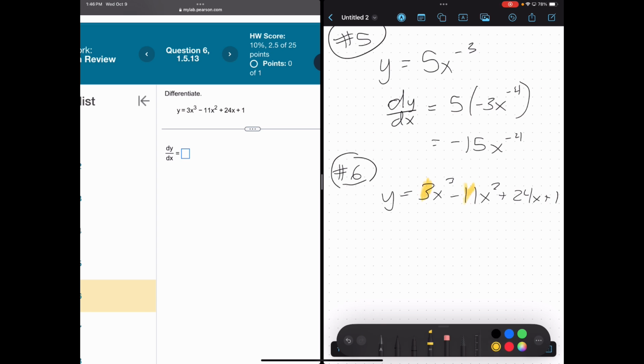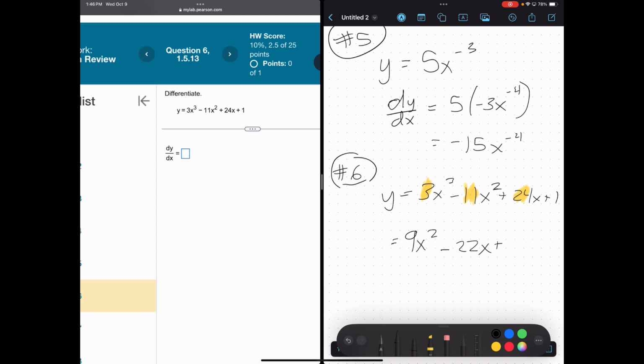what do I do with each of these coefficients? Can it just get set outside? Yeah, just leave them, right? We're gonna keep those coefficients and multiply whatever I get from power rule to those coefficients. So I get 3 times the derivative of x cubed, which is 3x squared, so 3 times 3x squared gives me 9x squared. Minus 11 times the derivative of x squared, which is just 2x. So 11 times 2x gives me 22x.